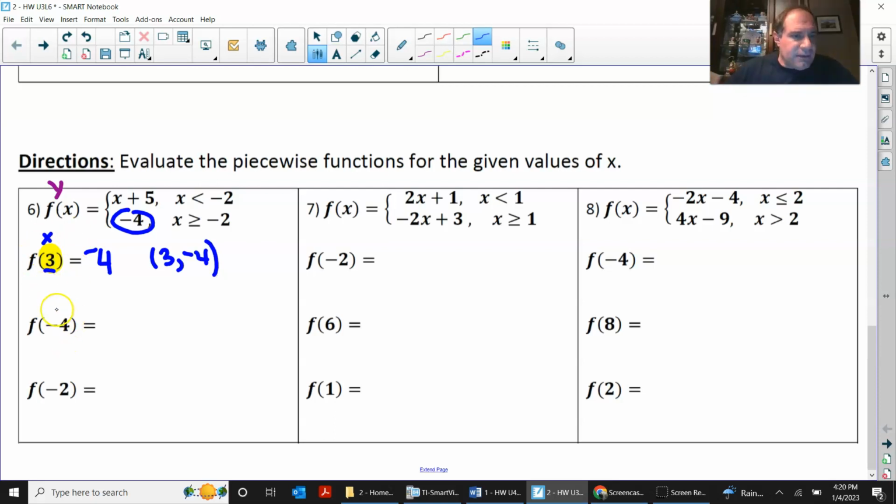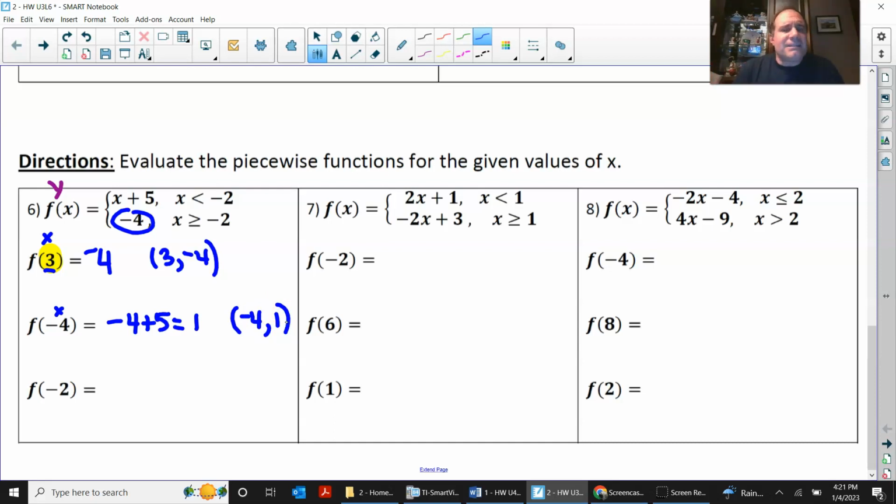So let's go over here. This is your x, -4. Is -4 less than -2, or is -4 greater than or equal to -2? f of -4 is less than -2. So we're going to use this first function here. Instead of the x, we're going to put -4 plus 5. -4 plus 5 equals 1. So when the x is -4, the y is 1. So you would have in there -4 as your x, and when x is -4, the y is 1.